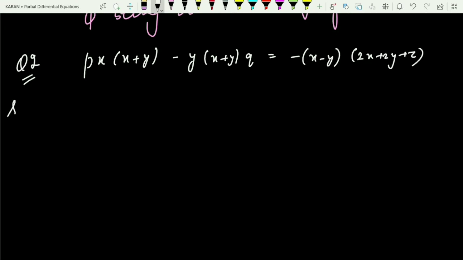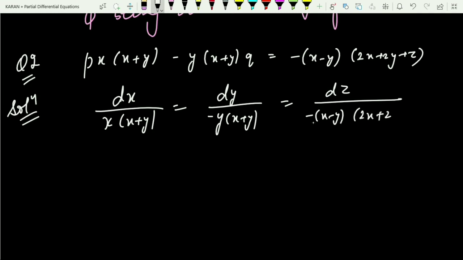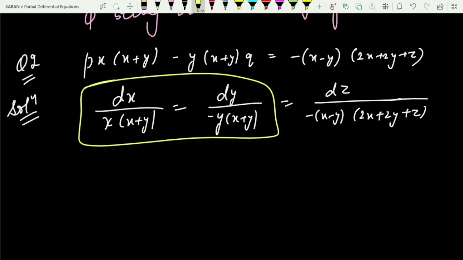Now the first step, as usual, is very trivial. You have to find the Lagrange auxiliary equation. That is nothing but dx upon x into x plus y equals dy upon minus y into x plus y, and this thing equals dz upon minus of x minus y into 2x plus 2y plus z, right? And now if you compare the first two fractions, just observe what you get.